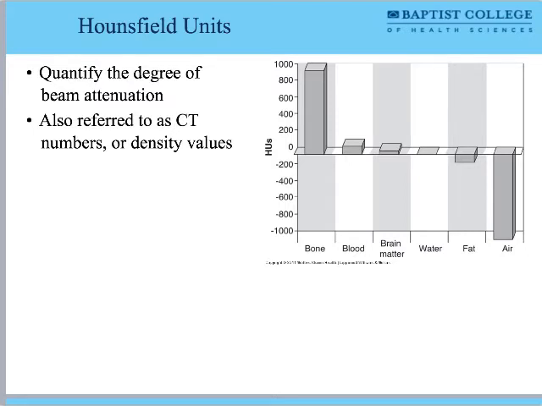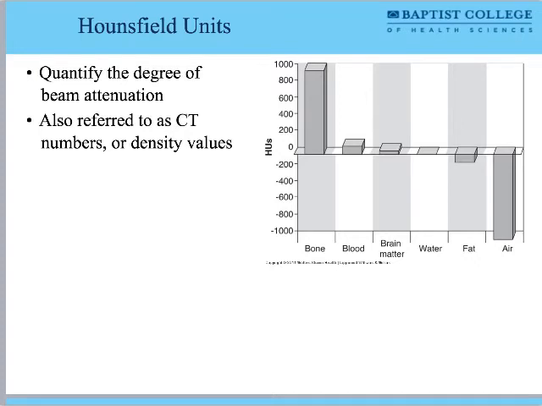So for there to be a perceived difference in attenuation in the image, that attenuation difference has to exist in the patient's body, right? Then we can see two different organs. The computer can see the difference even if the human eye can't. And so it ties that difference in attenuation to the Hounsfield unit. So it's a way of quantifying beam attenuation. Sometimes it's also called CT numbers or density values, or you'll see it abbreviated HU. That just stands for Hounsfield unit.